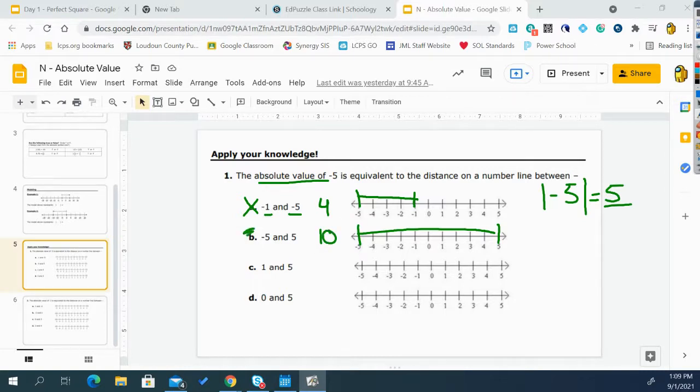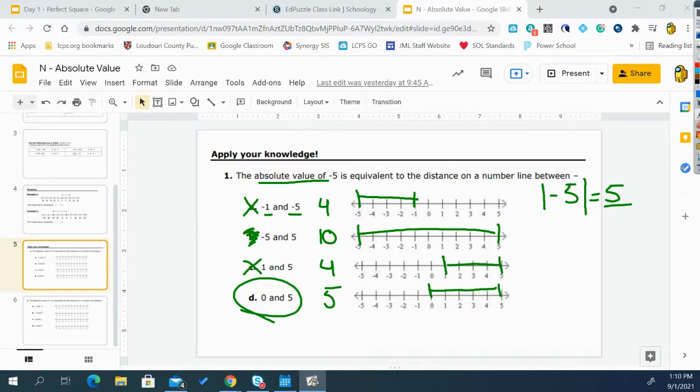We're looking for 5 away. C says 1 and 5. Well, if we count 1, 2, 3, 4, that's another answer that's only 4 away. So it can't be that one. Through process of elimination, we know it's going to have to be D, but let's double check. 0 through 5. Well, if we count how far away those are, they are exactly 5 away. So we are looking for the answer that equaled 5, and we found the answer that equaled 5. So we're going to circle it.